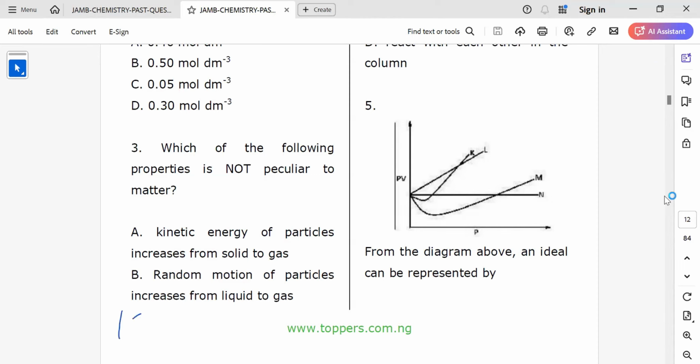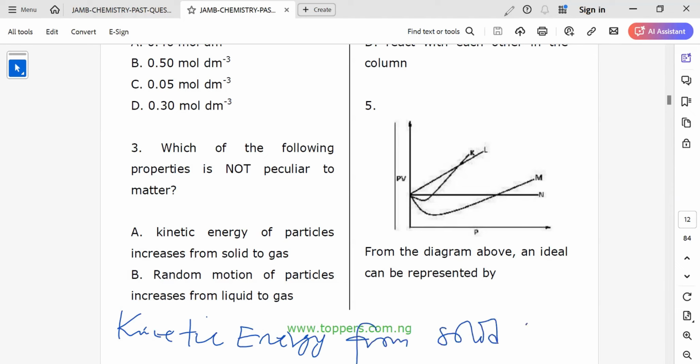Kinetic energy generally increases from solid to gas, because as you move from solid, the particles tend to move far apart. As a result of that, they have the degree of freedom and they can move freely. So the movement increases from solid to gas. That is why kinetic energy also increases.